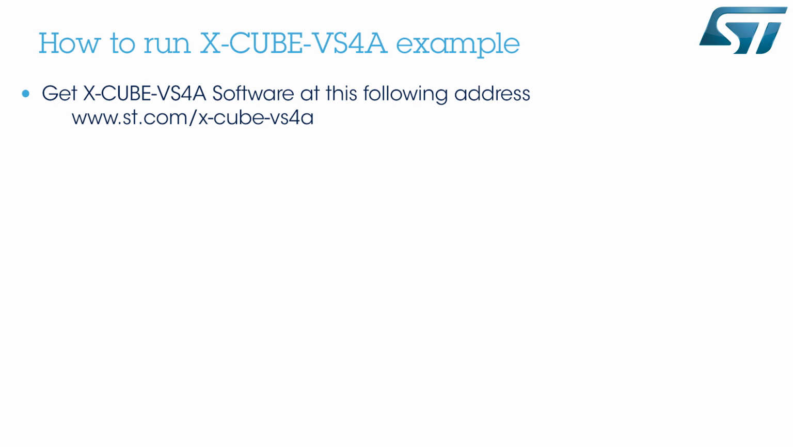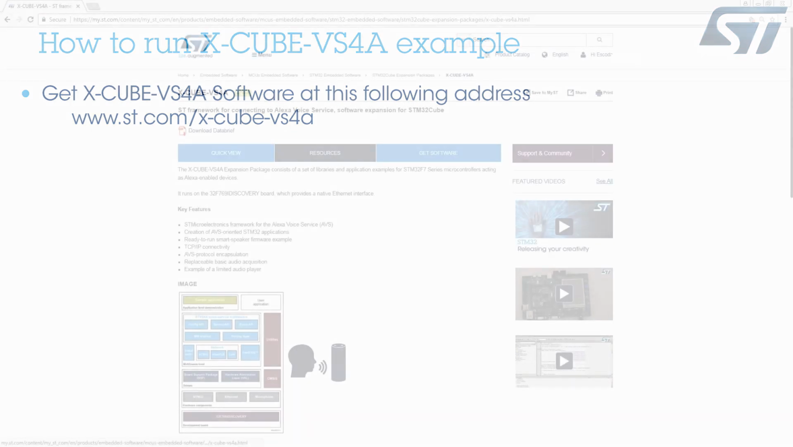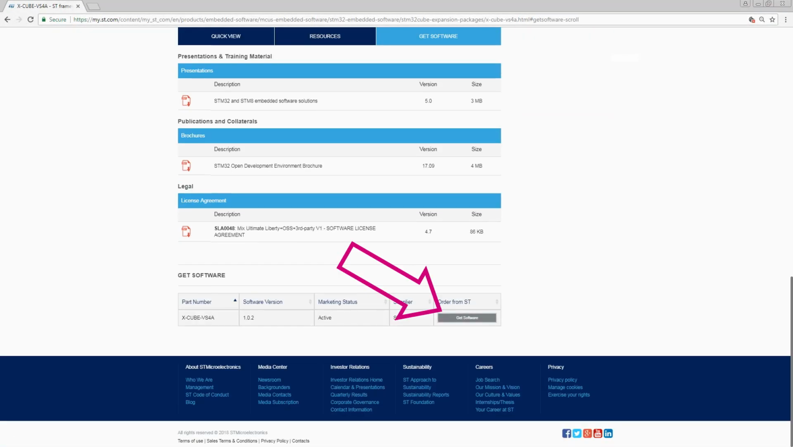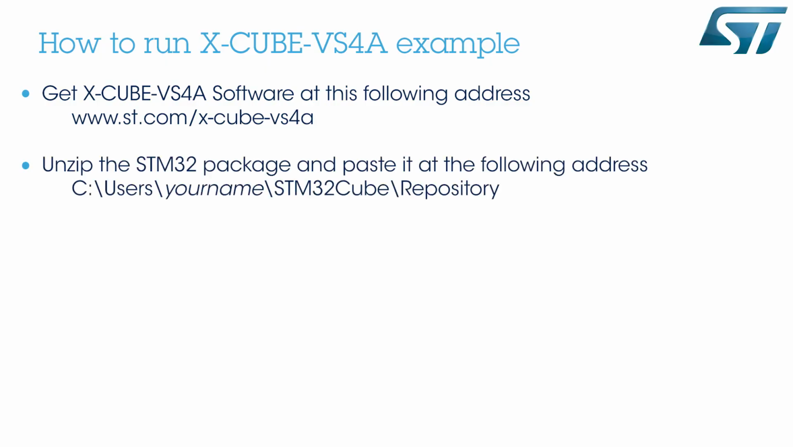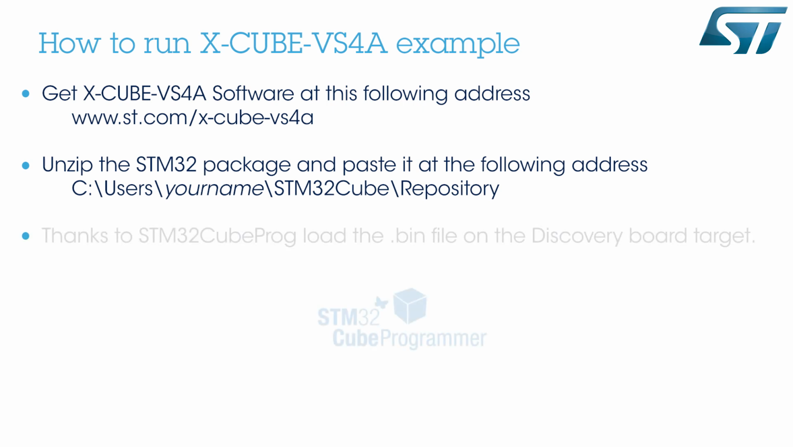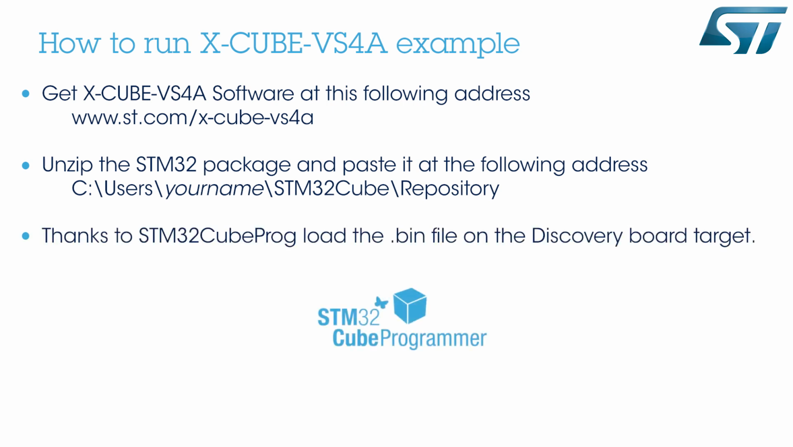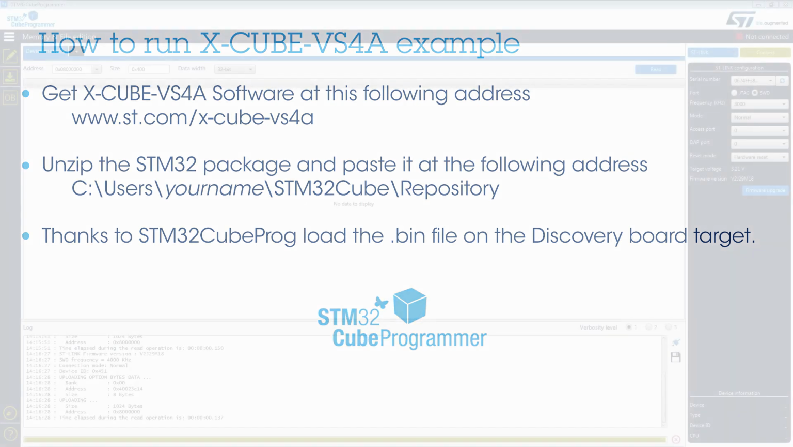First, download the X-CUBE-VS4A software from the ST website at www.st.com/x-cube-vs4a address. Sign up or log in and get the software. Then, unzip the package and paste it at the following address. And finally, using the STM32 Cube programmer, download the image to the target.